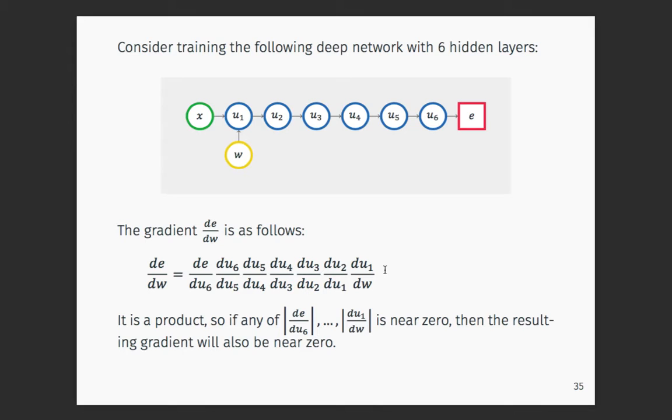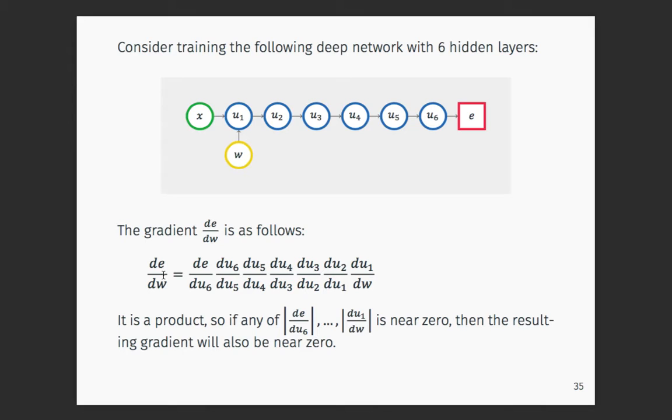Now here's a problem, okay? It's a product. So what happens is that if any of the intermediate derivatives is 0 or near 0, then the product of all these numbers is going to be 0 or near 0. So if it just happened that, say, du3 over du2 is very close to 0, then dE over dW will be very close to 0. So it's a product of numbers. If one of the numbers is small, then the whole lot will be quite small.